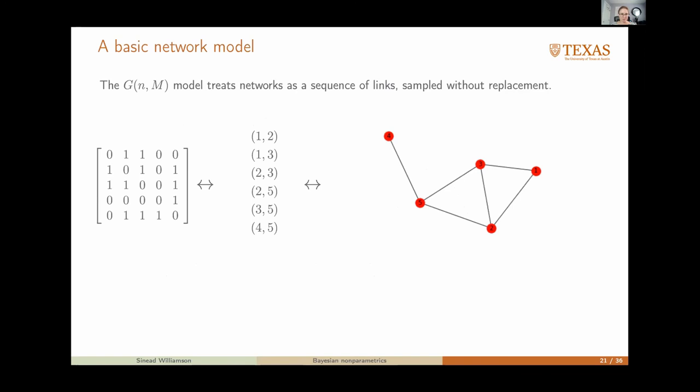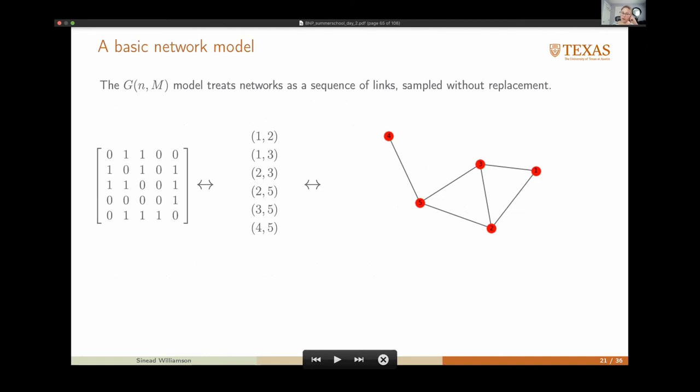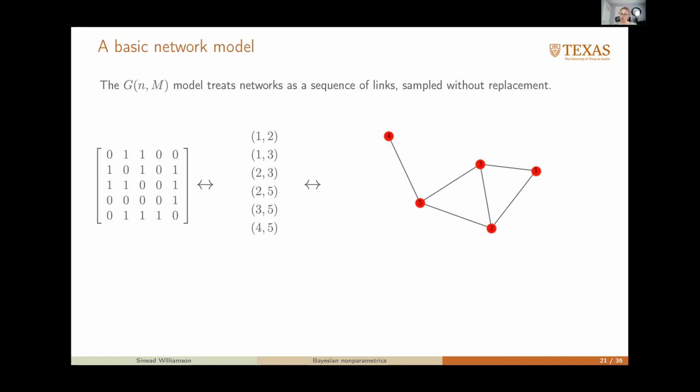So let's drill down into what's going on in this Erdos-Renyi model. We're modeling our network as a sequence of edges or links. And these edges are sampled IID without replacement from the set of possible links. Okay, so here I can represent my adjacency matrix in terms of this sequence of edges, which exactly defines my network.